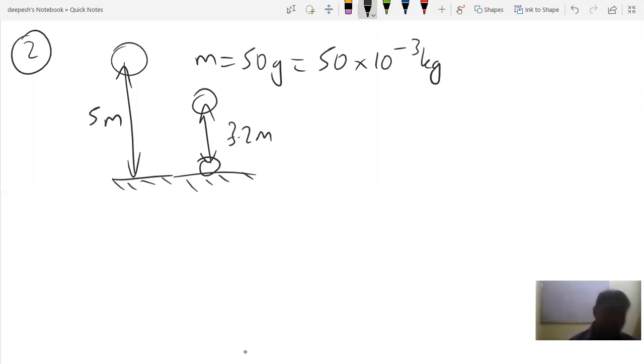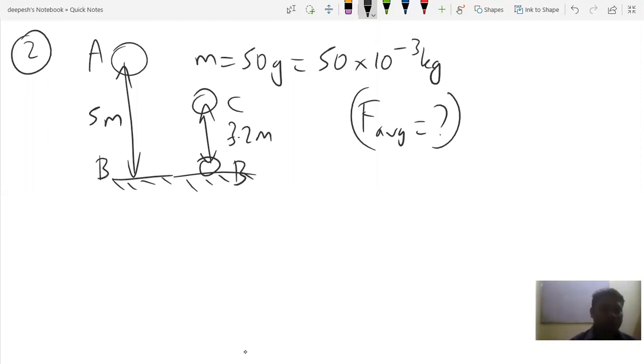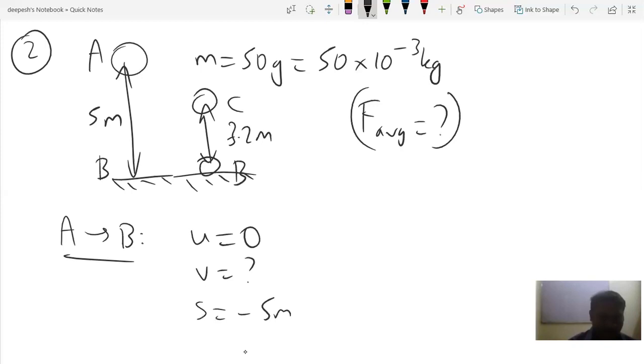In this case, we have to find the average force which is exerted on the ball by the horizontal surface. So how will we calculate? Let us first consider journey A to B and then B to C. For journey A to B, we have initial velocity 0. Final velocity we will calculate. Displacement is minus 5. Acceleration is minus g, which is minus 10 meters per second square.